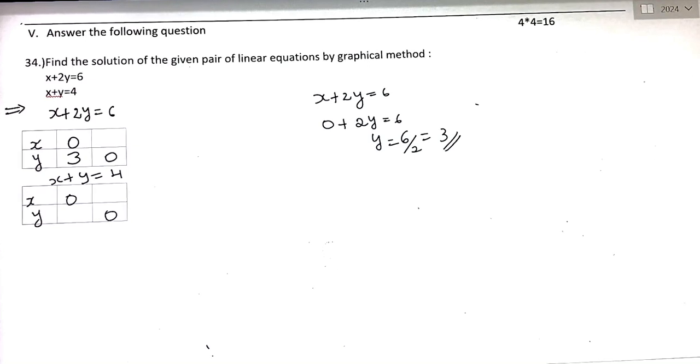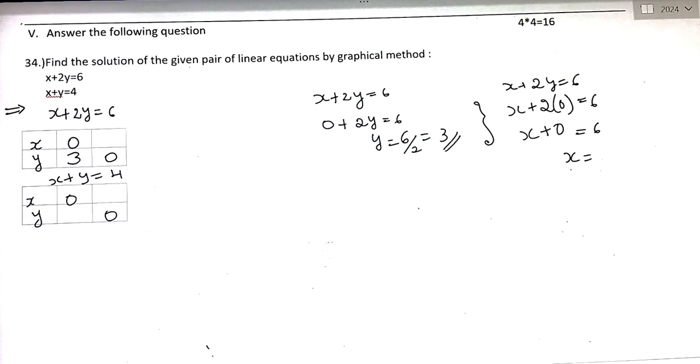For the same equation, replace y with 0. That means x plus 2y is equal to 6. x plus 2 into 0 is equal to 6. So x plus 2 into 0 is nothing but 0, since anything multiplied with 0 is 0. So x plus 0 is nothing but x. x is how much? 6. So we need to write that here. Okay, this is for the first equation.